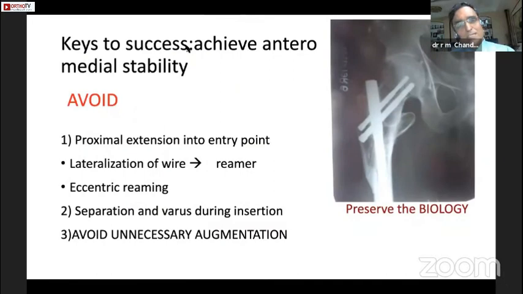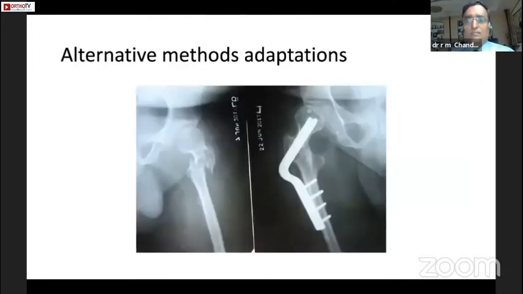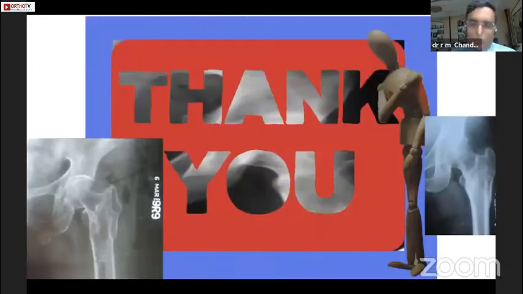So my key to success for a PFN would be anteromedial stability. We need to avoid proximal extension into the entry point where the fracture is. And if it is there, we hold it nicely with a wire and avoid lateralization. We prevent separation and varus during insertion of the nail. Avoid unnecessary augmentation if it is not required. Preserve the biology is my main contention to get a good result with PFN. That is what I would like to say for PFN.